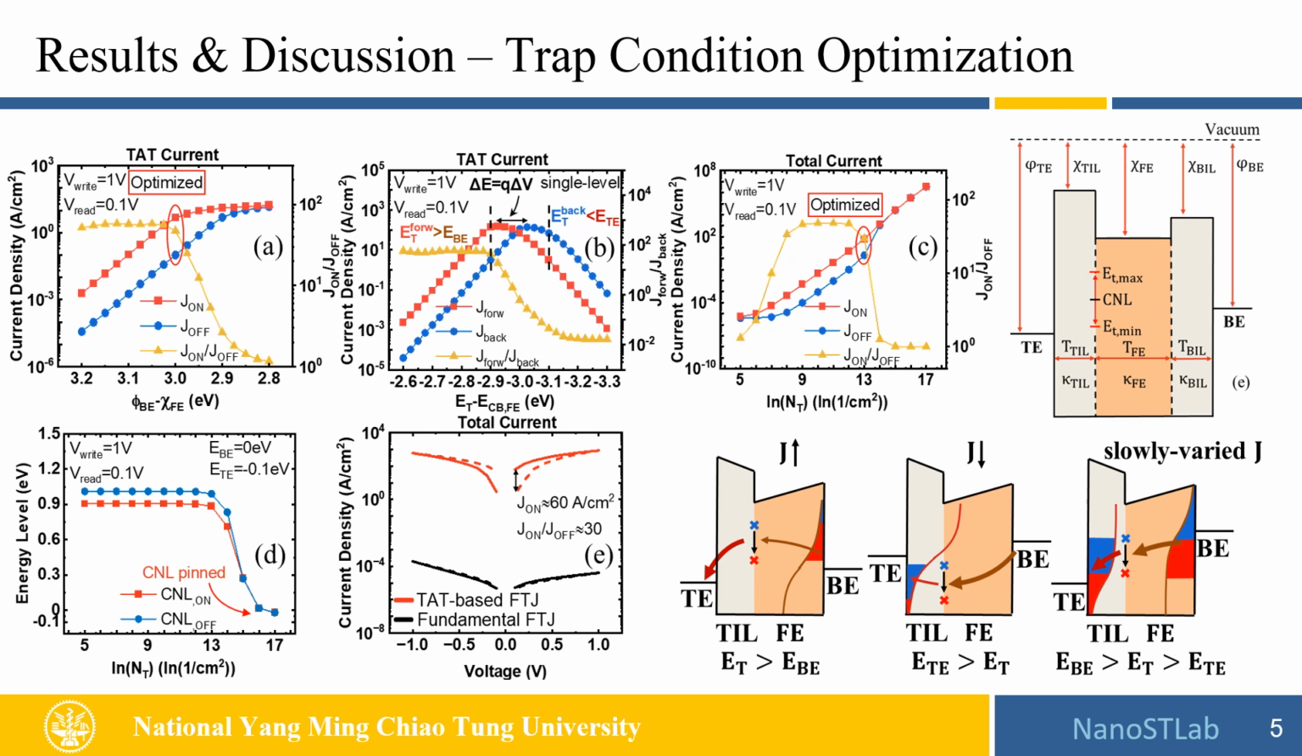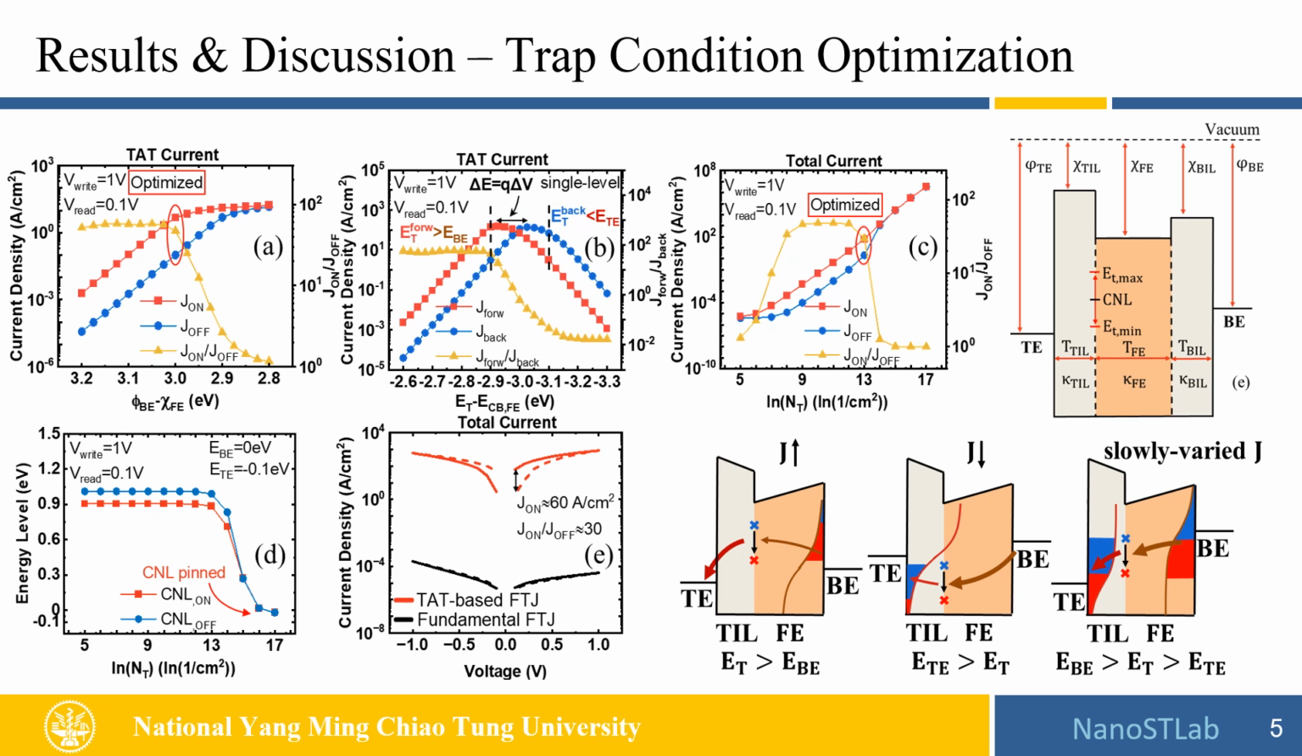But it's worth emphasizing that in figures A and C here, you can see if the trap condition slightly deviates from its optimal value, either the current density would decrease very fast or the on/off ratio would degrade very fast. So previous research might have systematically overlooked the potential of our novel TAT-based FTJ due to this reason.